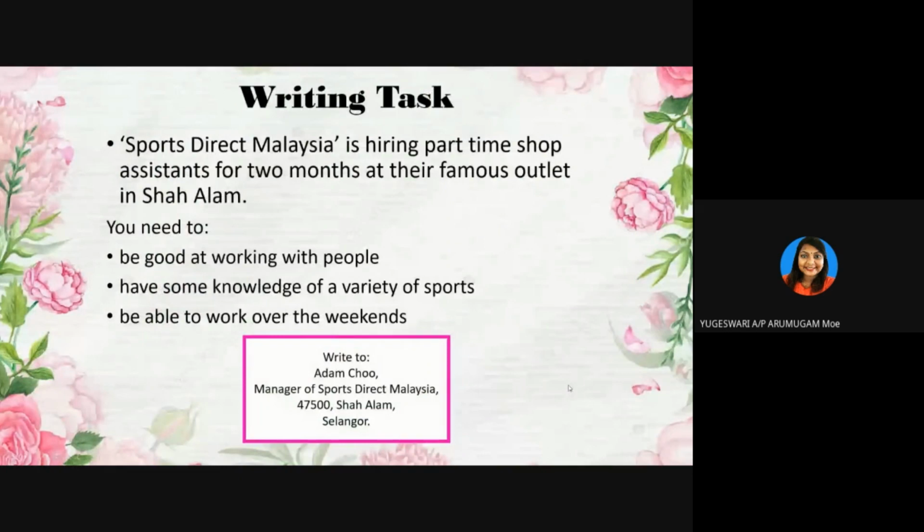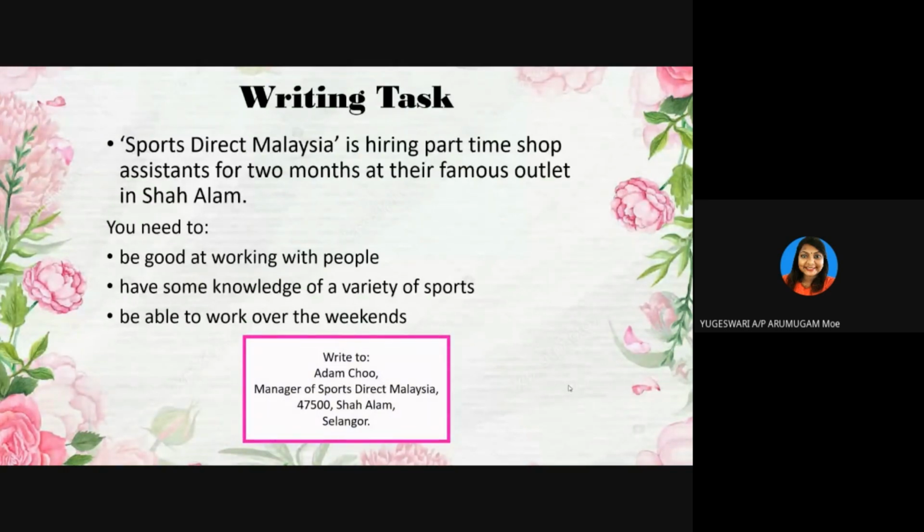So this is your main task, which you can also see in your textbook on page 105. But I feel it's not contextually suitable for Malaysians, because it says job application for winter shop assistant, and we know that we don't have winter in Malaysia. So what I did, I modified the question so that we can relate to it.